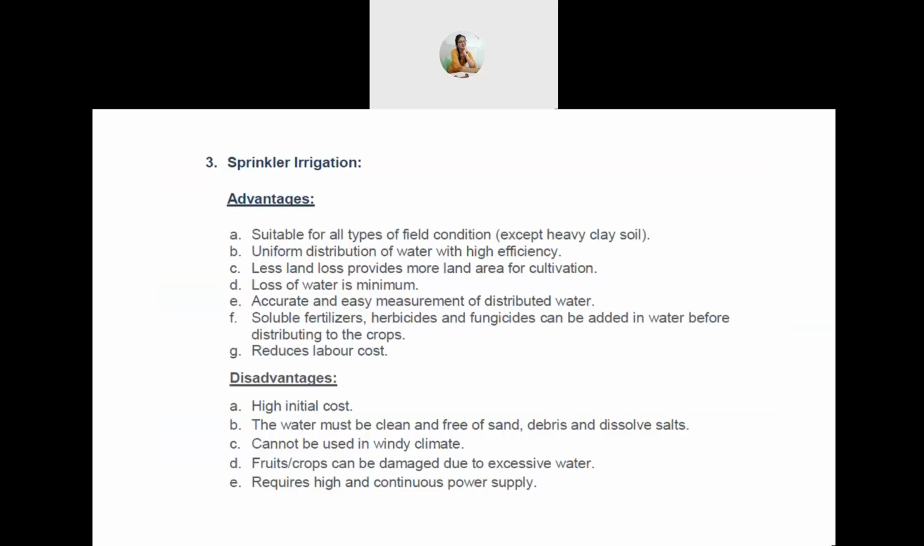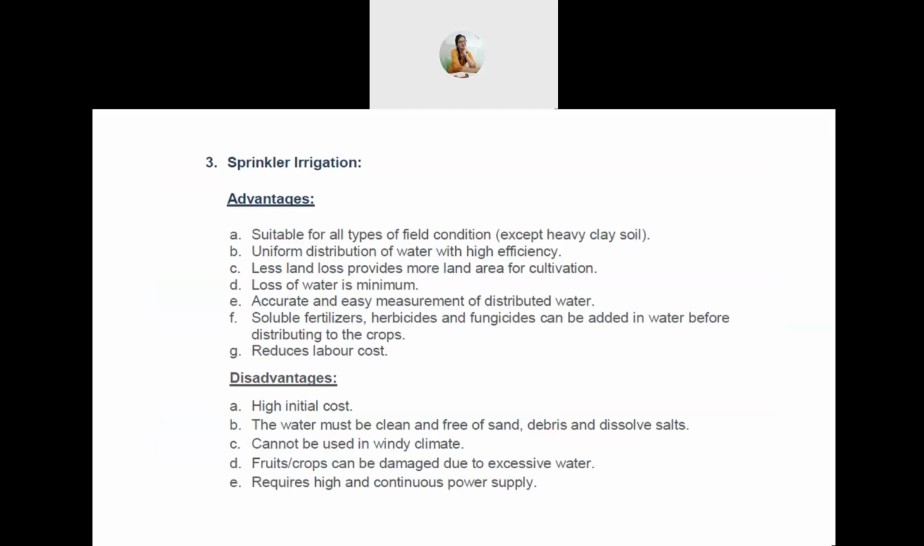Number 3 is sprinkler irrigation. Its advantages are A. Suitable for all types of field condition. B. Uniform distribution of water with high efficiency. C. Less land loss provides more land area for cultivation. D. Loss of water is minimum. E. Accurate and easy measurement of distributed water. F. Soluble fertilizers, herbicides, and fungicides can be added in water before distributing to the crops.